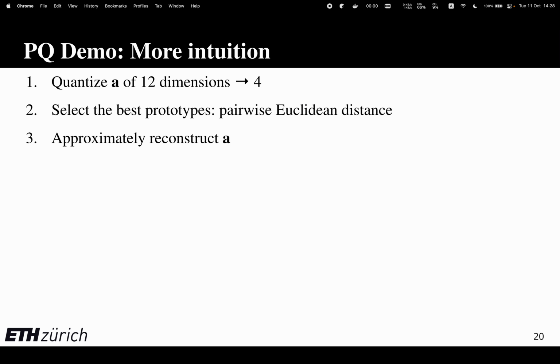I understand that this can still be a bit complicated, because it was quite hard for me to understand what's going on. So I'd like to give more intuition by doing something I've never done before, which is a live demo. Specifically, I'd like to first quantize the vector A of 12 dimensions to 4 dimensions, then select the best prototypes by pairwise Euclidean distance, and then reconstruct the original A matrix using those prototypes.